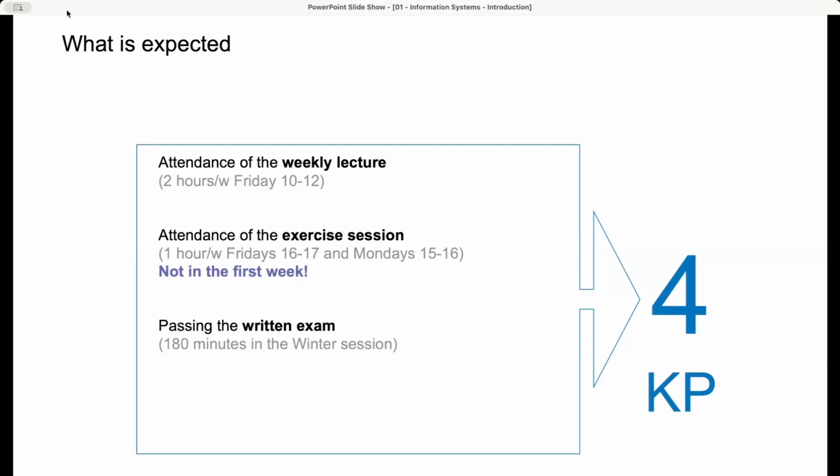The exam is going to be on computers. Yeah, but not BYOD. That's on ETH computers. So it will be either in the main building here or in the ONA building in Irchel.